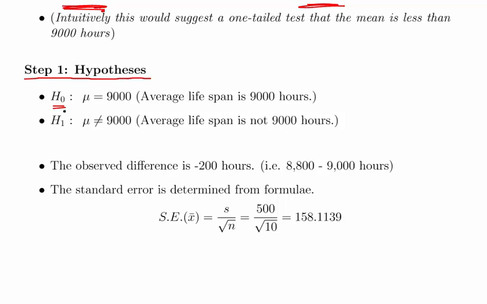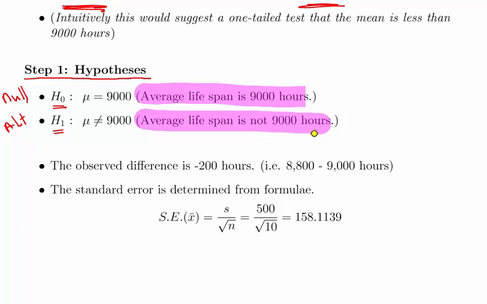So essentially, state the null and alternative hypotheses. That's the null there, and that's the alternative there. That's how we denote them. Mu is equal to 9,000 hours. Mu is not equal to 9,000. It's also helpful to put in a little descriptor about what the null and alternative hypotheses are. You could put a little bit more detail than I did there, but you get the gist of it. So I'm going to move on.